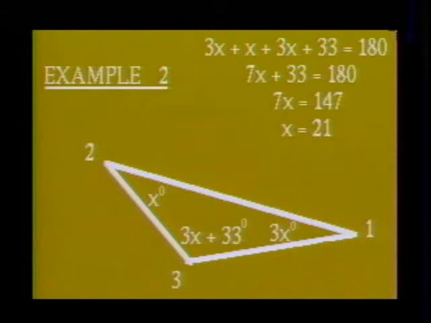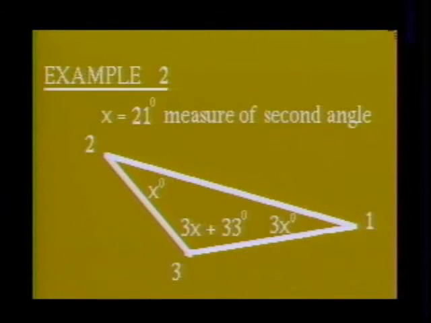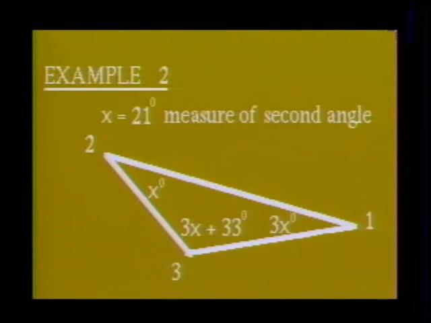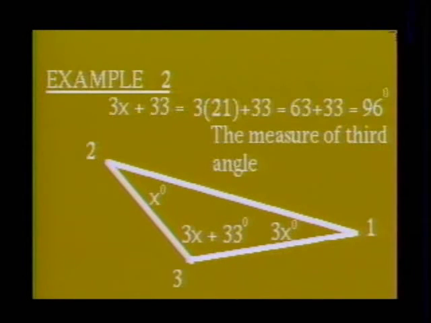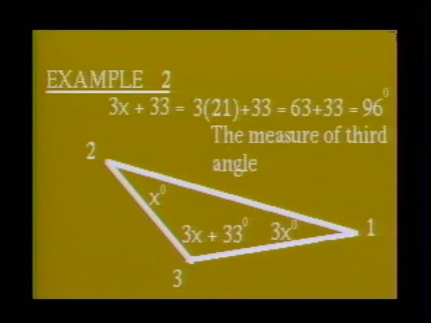Now substitute 21 into the expressions that represent the measures of the angles. 3x is equal to 3 times 21 is equal to 63 degrees, the measure of the first angle. x is equal to 21 degrees, the measure of the second angle. And 3x plus 33 is equal to 3 times 21 plus 33, which is 96 degrees, the measure of the third angle.